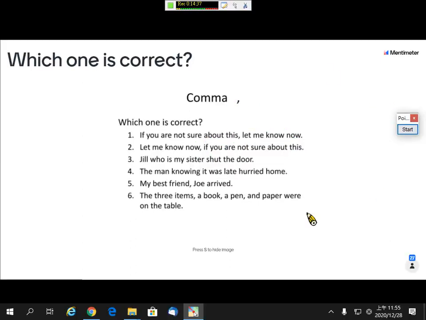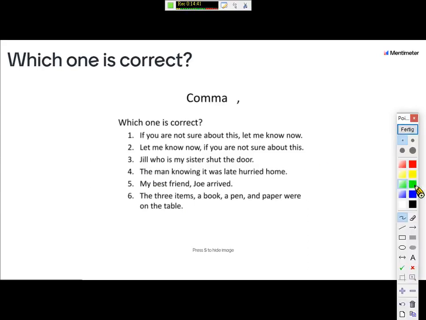Okay. Number 3. Jill, who is my sister, shut the door. Basically, we need to have two commas, one here and one here, to make this an unrestricted clause to modify Jill. Because Jill is there. Jill shut the door. Then you provide additional information for people to know who Jill is, right? So I just give you additional information. So you need to have a comma. Who is my sister, comma. And this is the same.